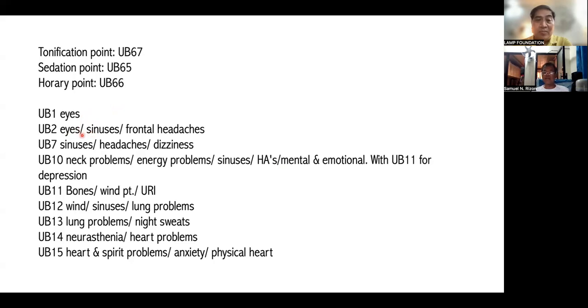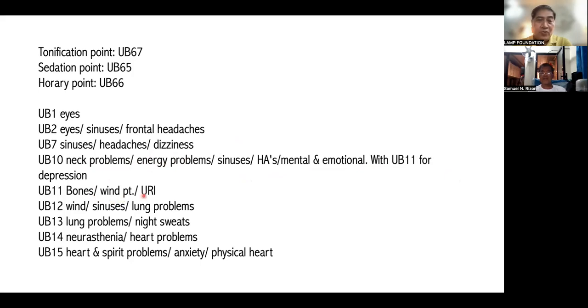Same indication: sinuses, frontal headaches. Okay? Bladder 7, sinuses, headaches, dizziness. Bladder 10, for neck problems, energy problems, sinuses, headaches, mental and emotional, with bladder 11 for depression. See, bladder 11 is very good for depression.